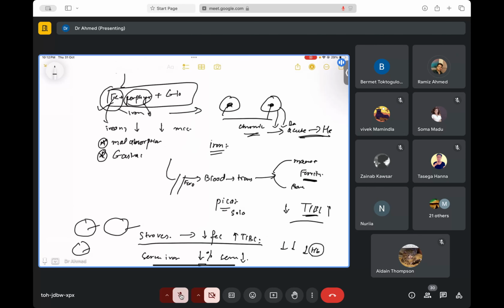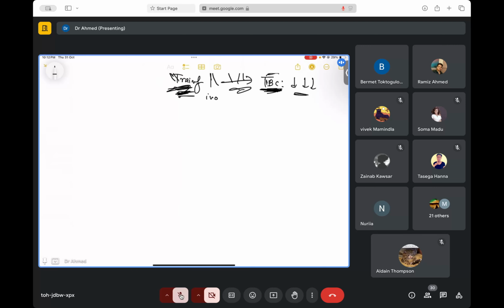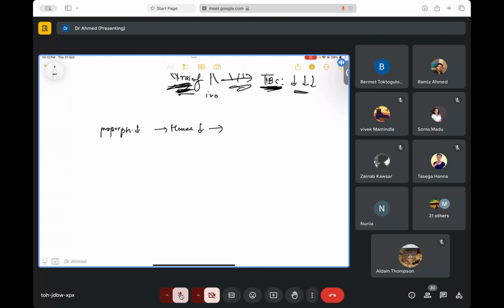For the third condition, for example, if we have a deficiency with protoporphyrins: if protoporphyrin is low, it means heme is low. If heme is low, you are going to see microcytic anemia.